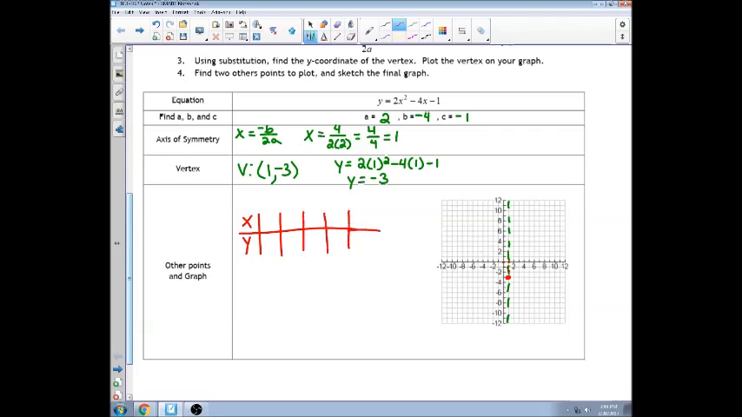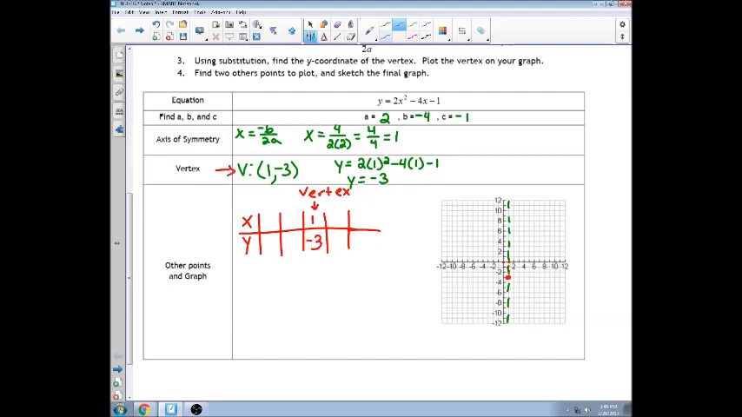We want to make 5 points. The point in the middle is my axis of symmetry, or my AOS. Actually, instead of our AOS, what I'm going to put as my middle point is my vertex. I want to put my vertex in the middle. So my vertex, the x value is 1. It's coming from right here. The y value is negative 3.